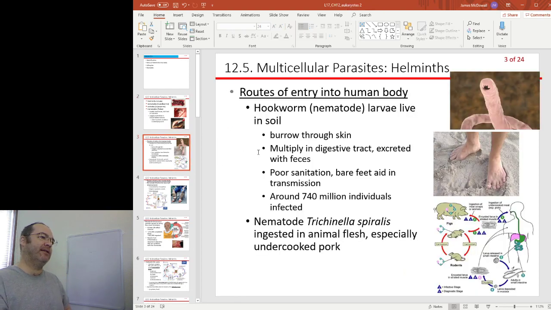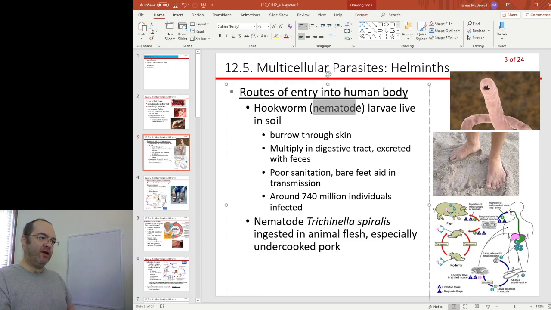So let's look at slide 3. Slide 3 is routes of entry of helminths into the body. So the first way we're going to look at helminths getting in, let's look at some examples of nematodes. And we'll look at what a nematode is a little bit later on. But a hookworm, you may have heard of hookworms.